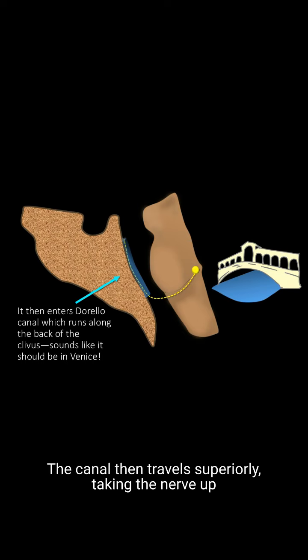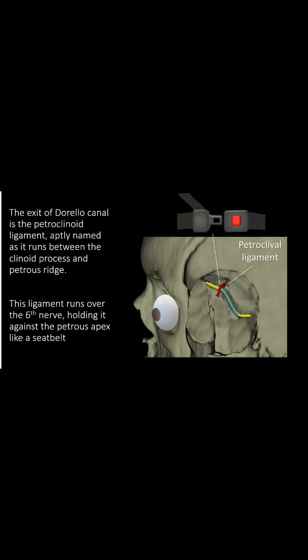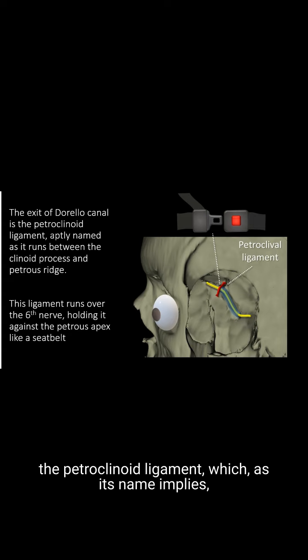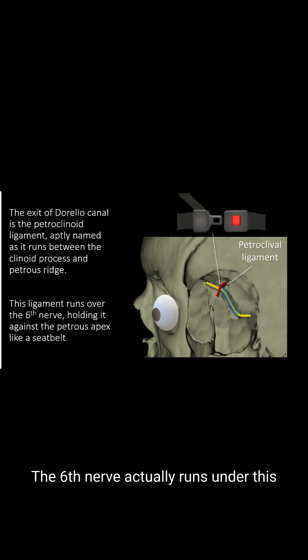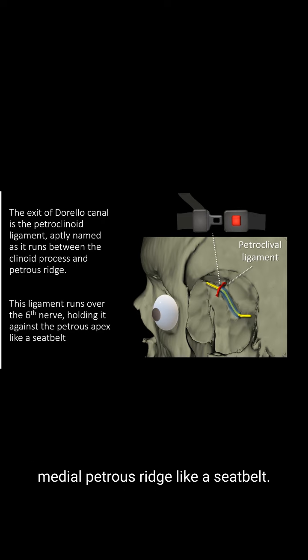The canal then travels superiorly, taking the nerve up with it towards the orbit, where the 6th nerve needs to go to innervate the lateral rectus muscle. The exit of Dorello Canal is marked by the petroclinoid ligament, which, as its name implies, runs between the petrous ridge and clinoid. The 6th nerve actually runs under this ligament, which holds it down against the medial petrous ridge like a seatbelt.